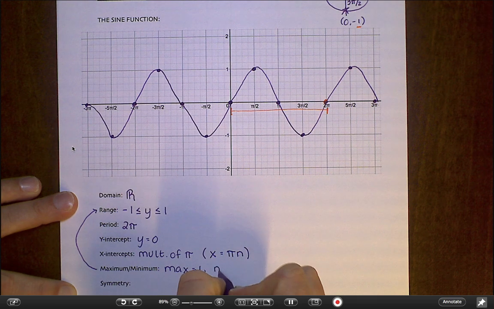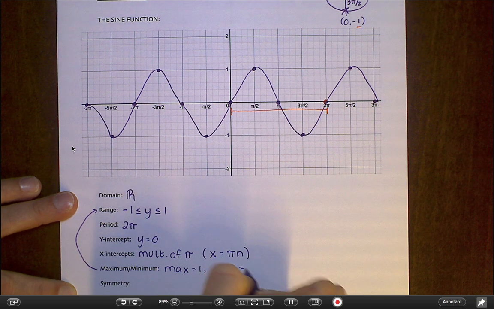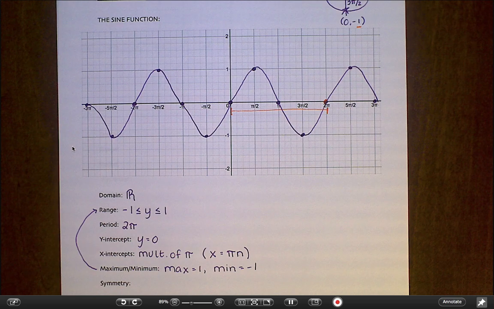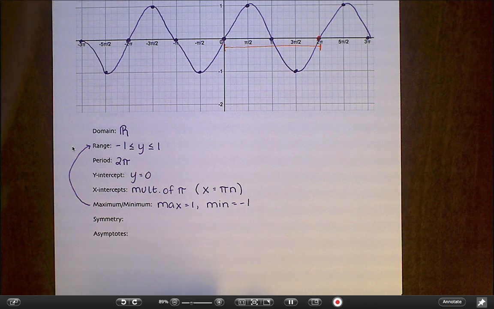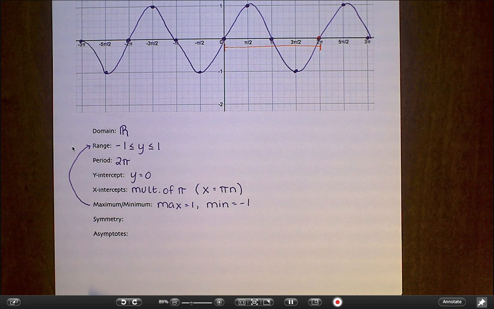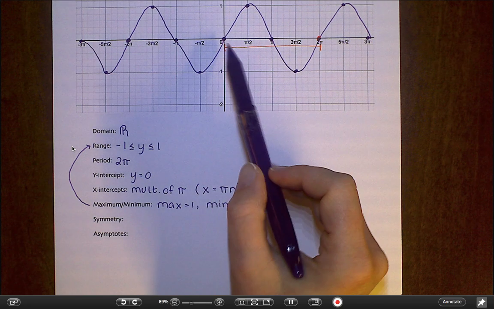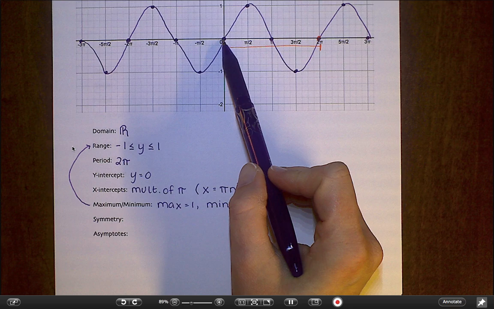And the minimum is -1. The symmetry of the graph: your book makes a really big deal about symmetry. Your book does a lot of relationships based on symmetry of graphs, and so that's why I want to make sure we talk about it, because I'm sure in the homework you're going to be asked some questions about that. This doesn't have symmetry where you can pick the graph up and fold it in half.